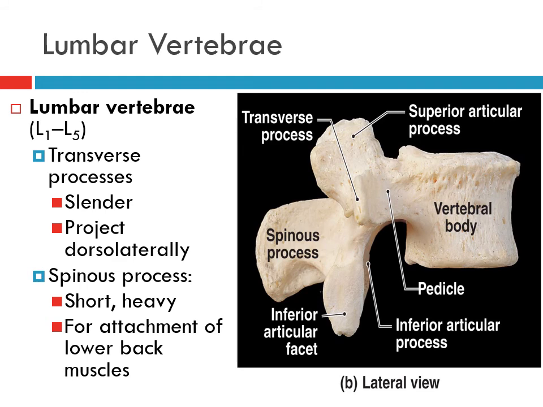The transverse processes are slender and they project dorsolaterally, so back and out to the sides. And the spinous process is short and thick, which you can see, and that's for the attachment of the large muscles in your lower back.